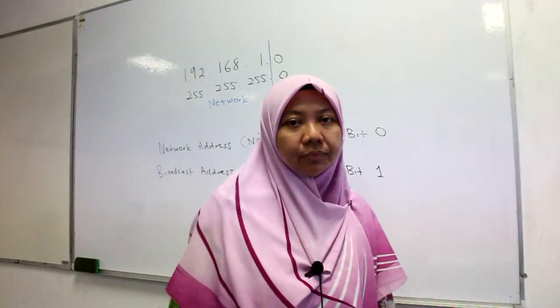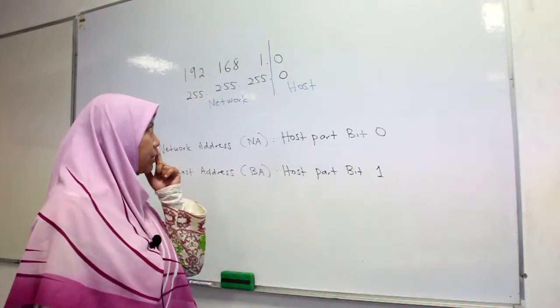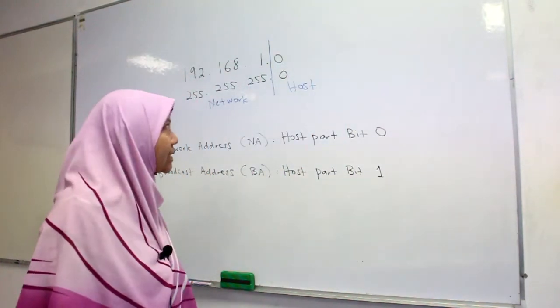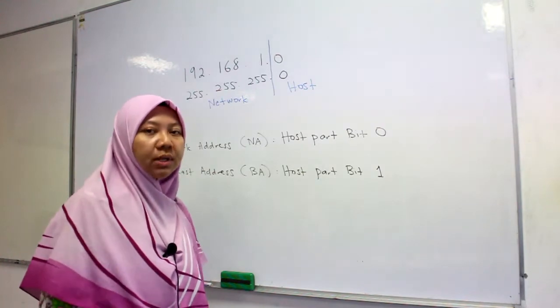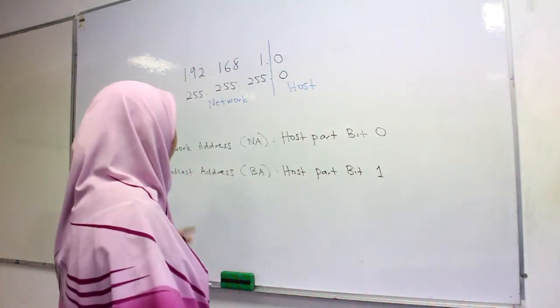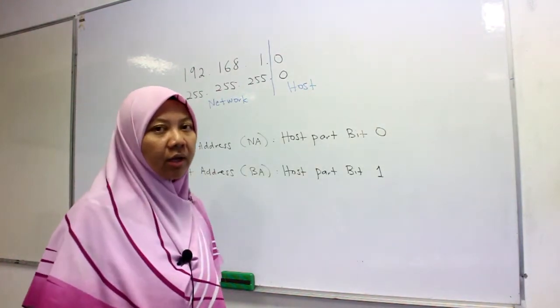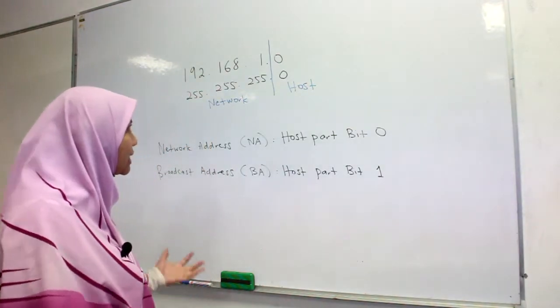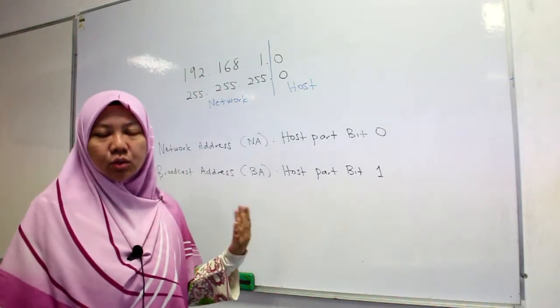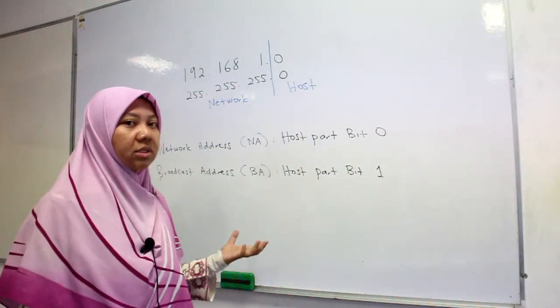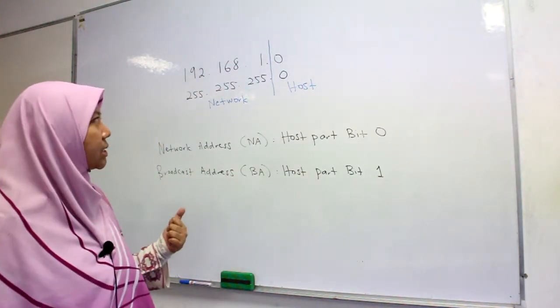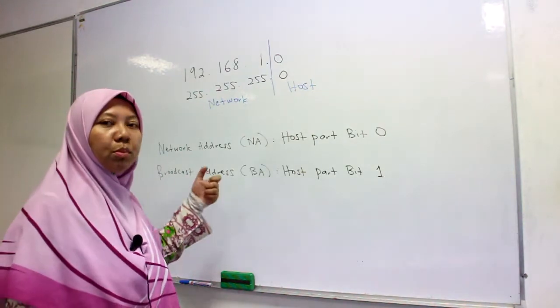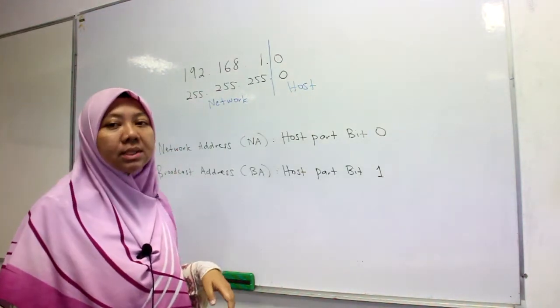Let's see an example. So this is a classic IP address 192.168.1.0 which belongs to class C. So the default subnet mask is 255.255.255.0. Okay, what is the function of subnet mask? So let's recap what we have learned in previous video. So subnet mask, what does it do? It determines which part is the network and which part is the host part.